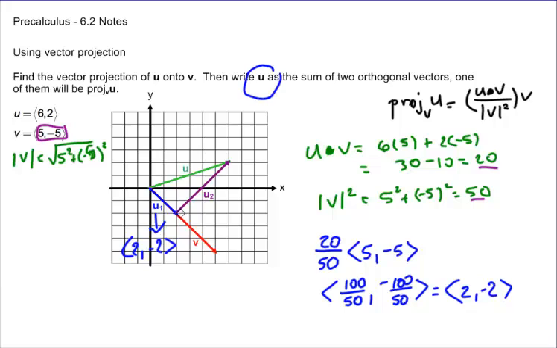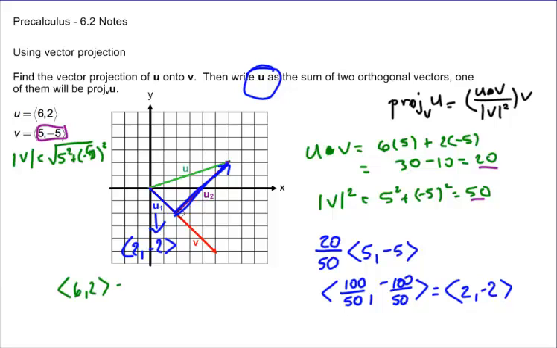Now, what about writing U as a sum of two orthogonal vectors? I need to figure out what the other vector is so that it adds up properly. I don't know what that is, but I can find it because I know that my vector U, which is in green, is 6, 2.